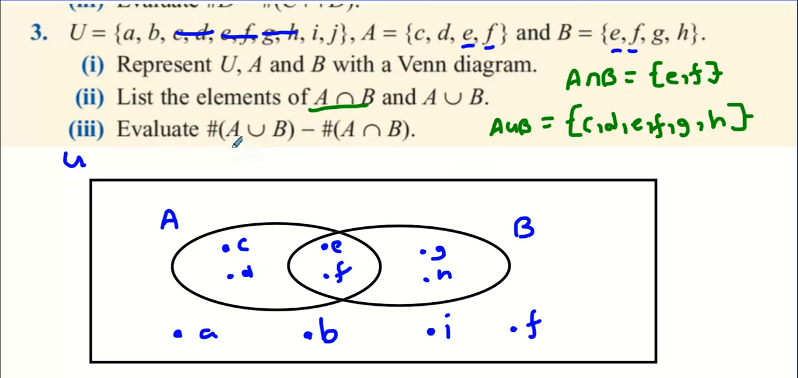Next thing, evaluate hashtag A union B. Well, that means the cardinal number of A union B. How many numbers are in A union B? 1, 2, 3, 4, 5, 6. Or how many letters even? So that's 6. A intersection B is just 2. So it's 6 take away 2, which is 4. And that's your answer to part 3. Okay, and we're done.